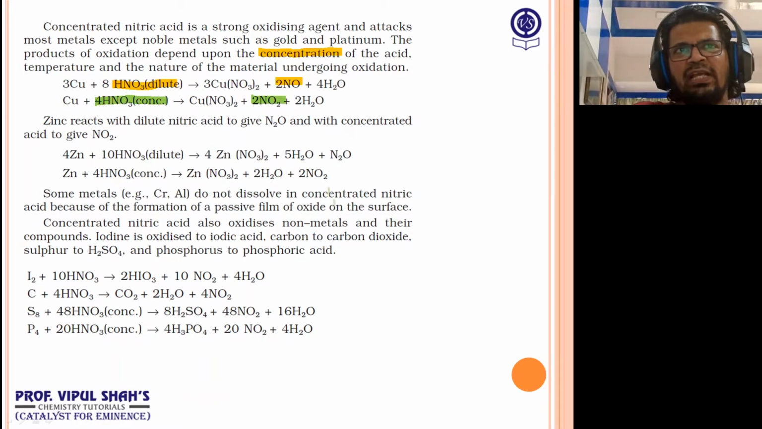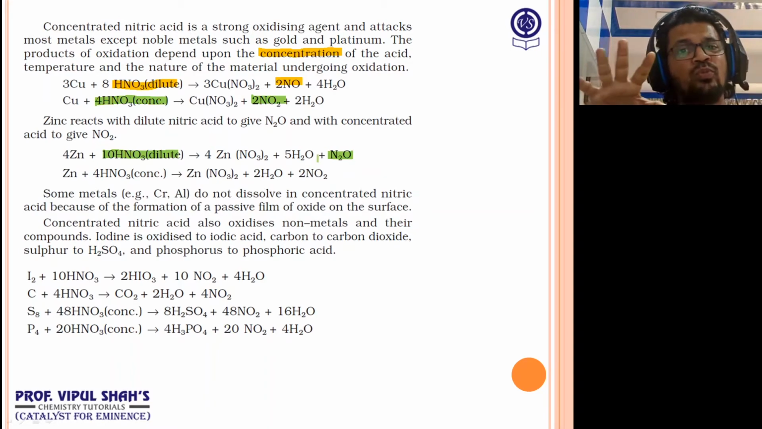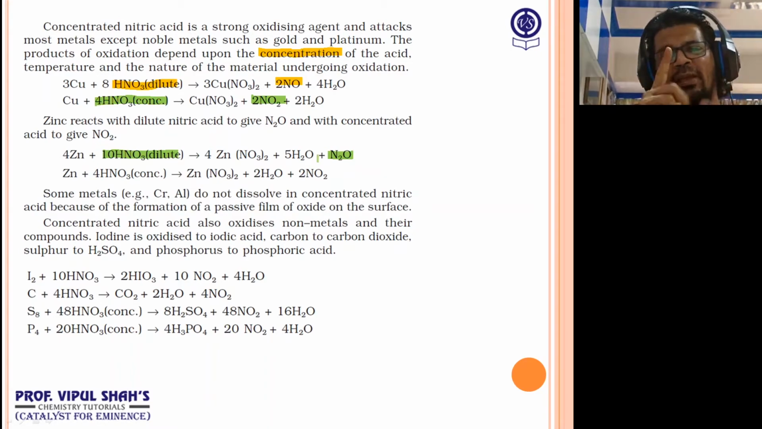Same way with zinc now. With zinc, the reaction, if you observe over here, zinc with dilute nitric acid, with dilute HNO3, it formed N2O. That's laughing gas. So zinc from 0 to +2, zinc to zinc nitrate, because zinc has only one state, +2, and HNO3 nitrogen was +5, it became N2O, it became +1. So +5 to +1, that's one.